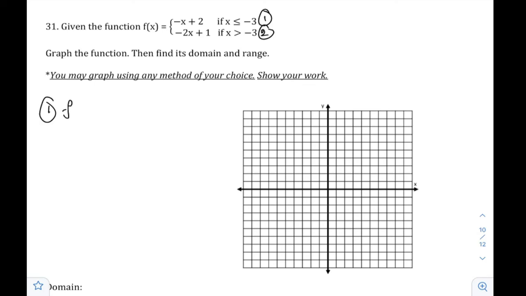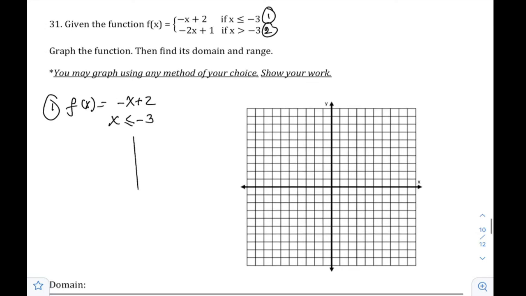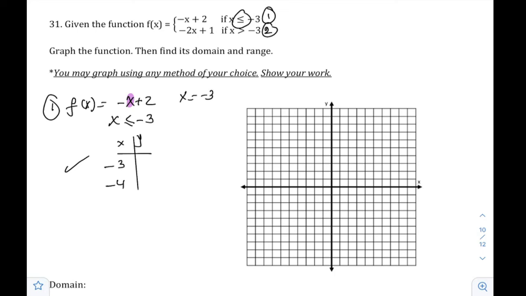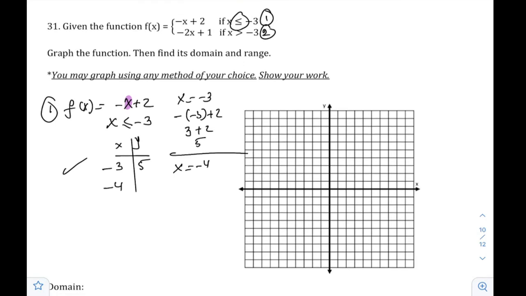For piece number 1, we have f of x is negative x plus 2, where x is less than or equal to minus 3. So I will take the value starting from minus 3, and it is included with my interval, less than or equal to minus 3. So I'll take minus 4. I will replace now with x. When x is minus 3, minus of minus 3 plus 2, 3 plus 2 is 5, so my y is 5. When x is minus 4, I will replace x by minus 4, so 4 plus 2 is 6.